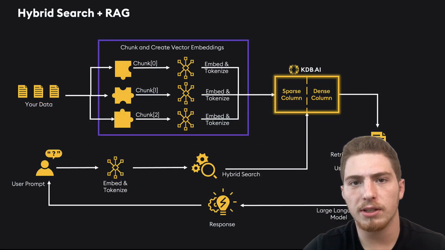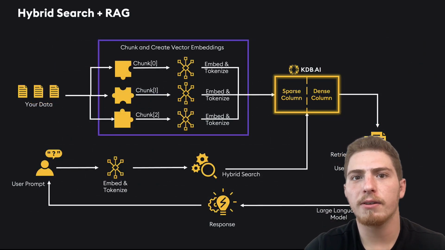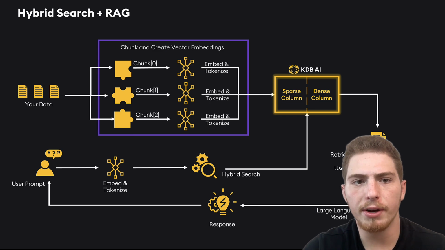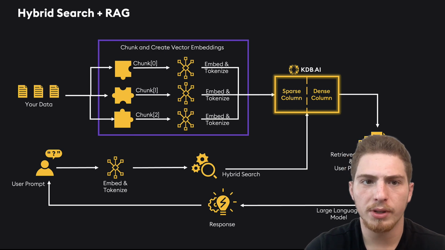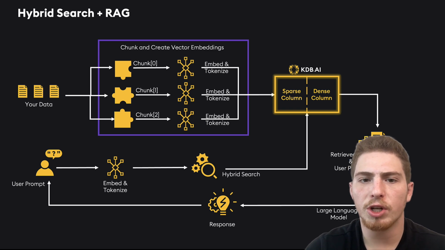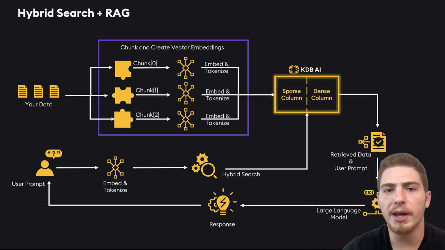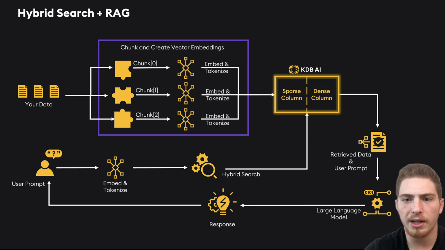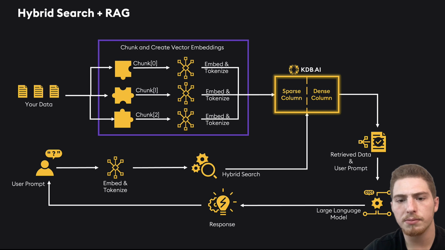Hybrid search is also a good add-on for a RAG. If we're creating a RAG pipeline with hybrid search, it's going to look very similar to a typical RAG pipeline. We have our data, we chunk it, instead of just embedding it, we embed and tokenize it, and insert our vectors into our sparse and dense columns in KDB.AI. And then when we have a user prompt, we embed and tokenize the user prompt.